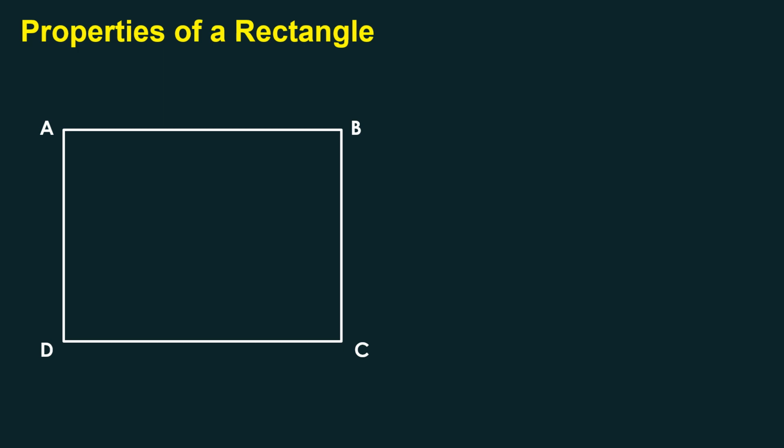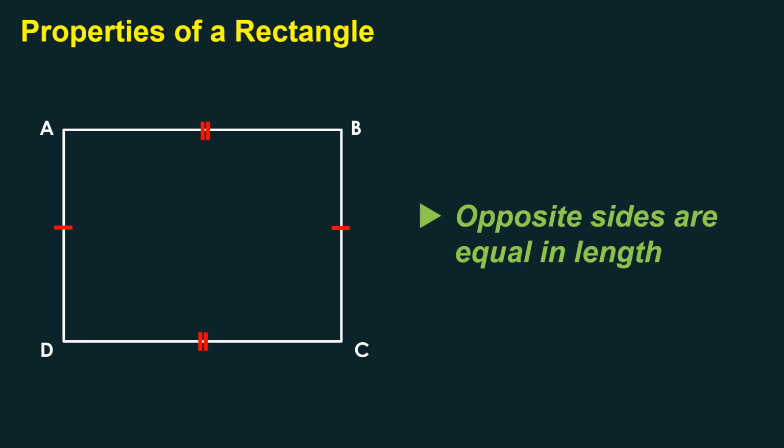Next, properties of a rectangle. First property of a rectangle says that opposite sides are equal in length. So we can say that side AB is equal in length to side CD or DC in here, and side AD is also equal in length to side BC.